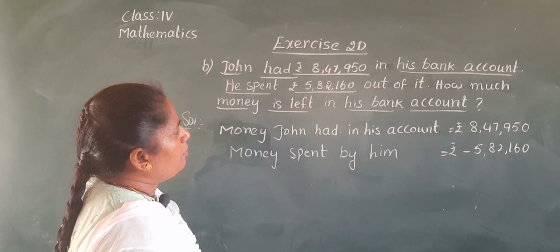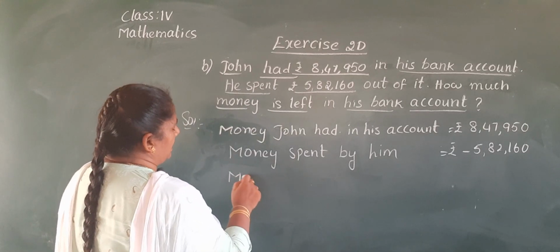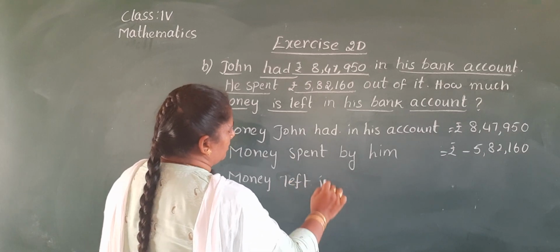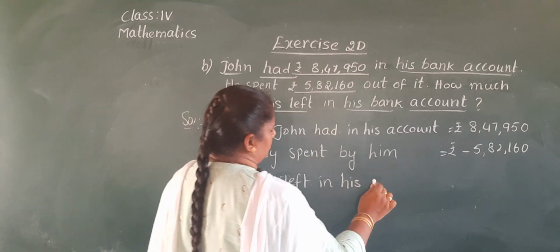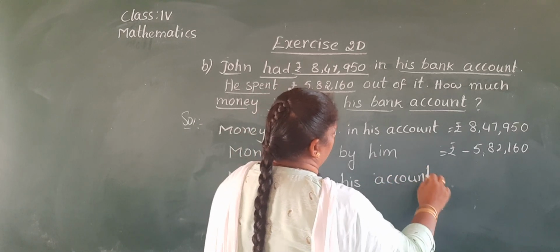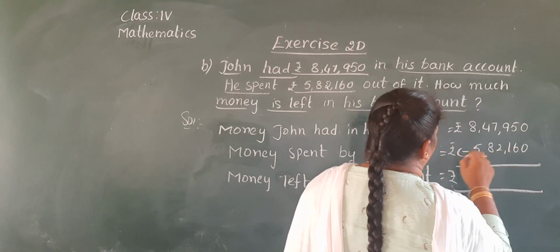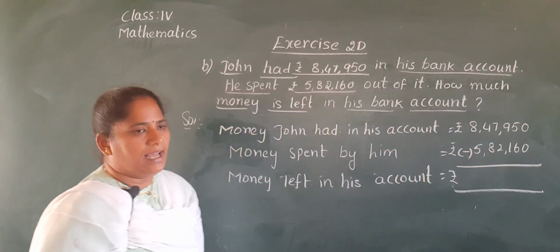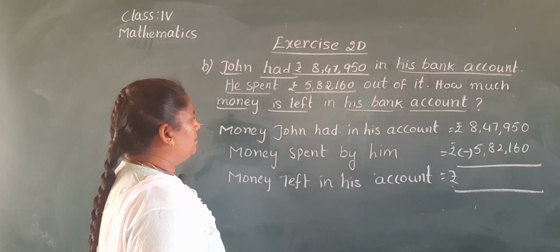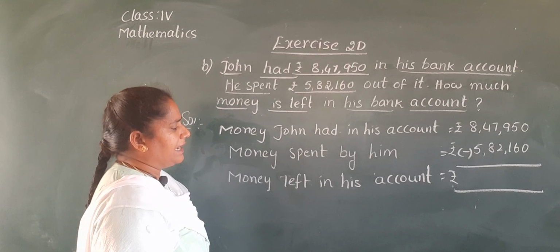Now, how much money is left in his bank account? So, money left in his account. So, left means we do subtraction, keep minus symbol. So, money John had in his account, money spent by him, money left in his account.